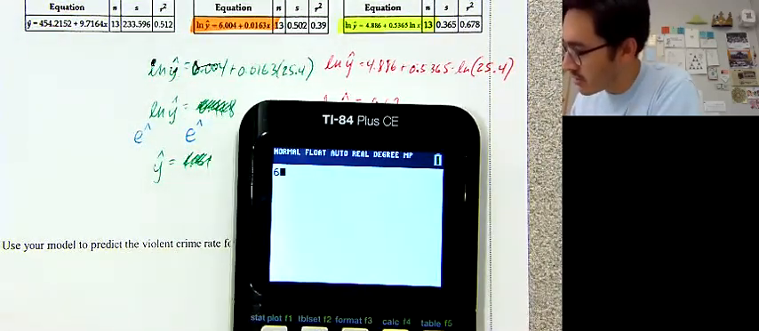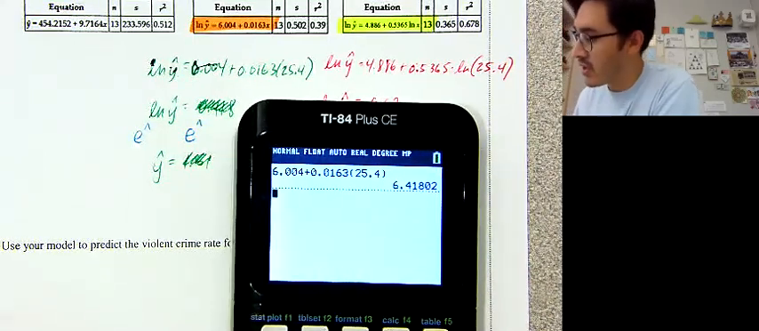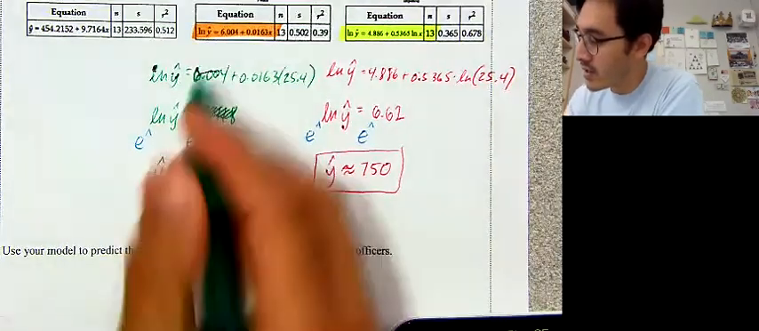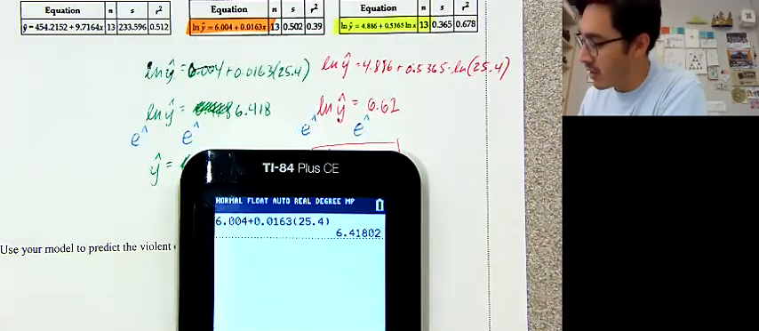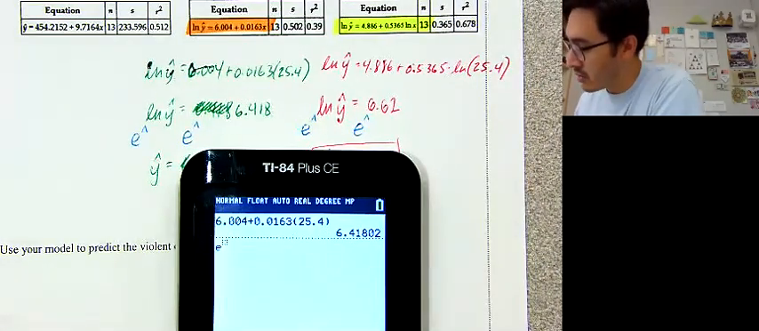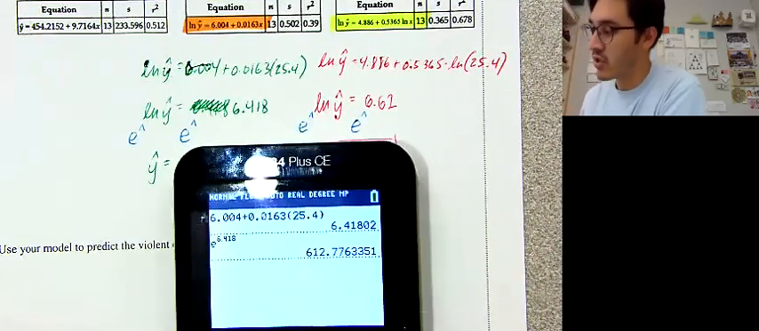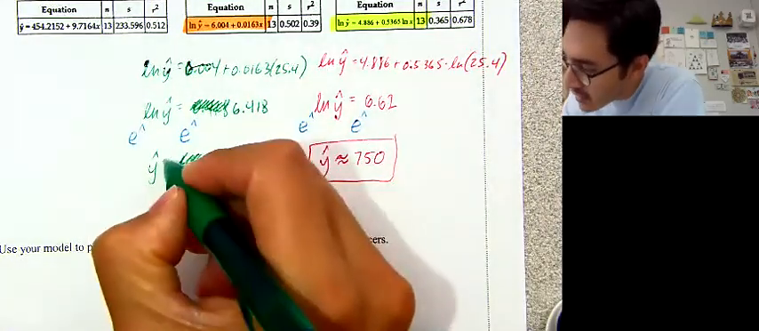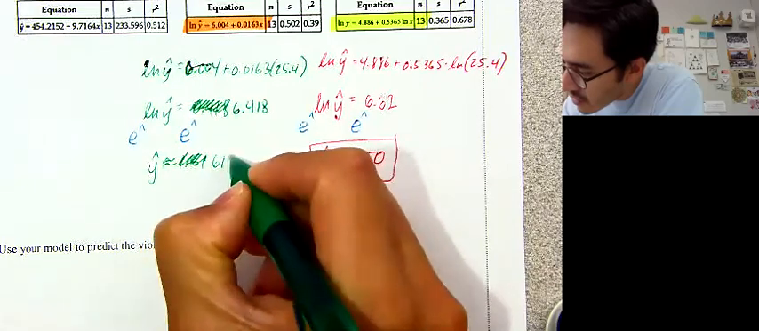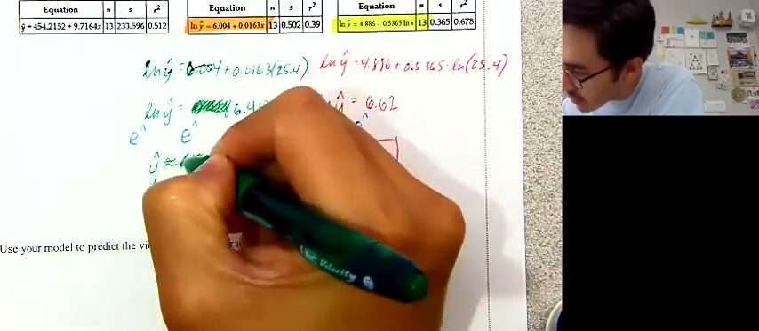Okay, so we had 6.004 plus 0.0163 times 25.4. All right, so that should have been 6.418. And then now I'll do e raised to 6.418. Okay, 612, right? That number makes a bit more sense. Yeah, let's call it 613. Okay, so that was a typo.